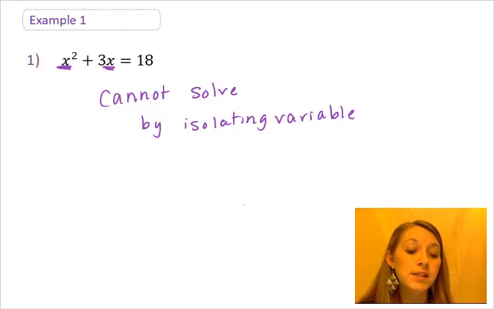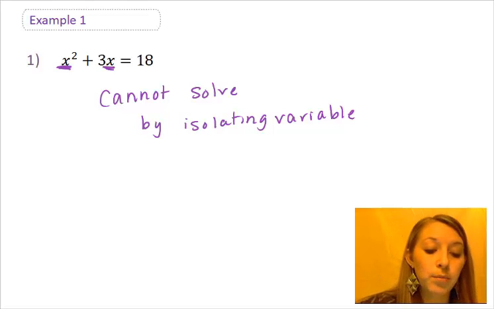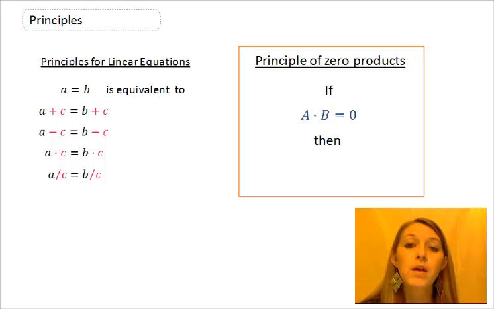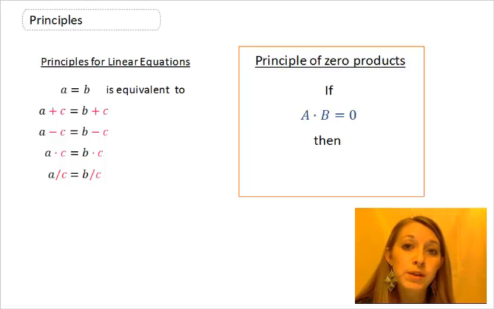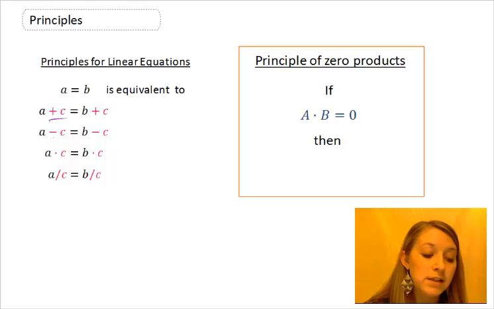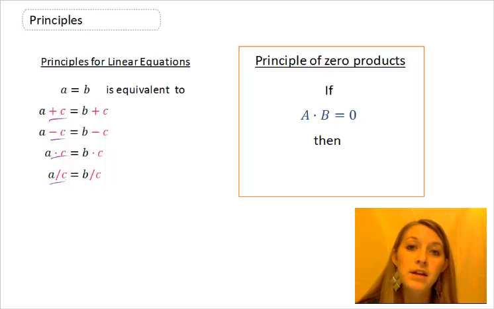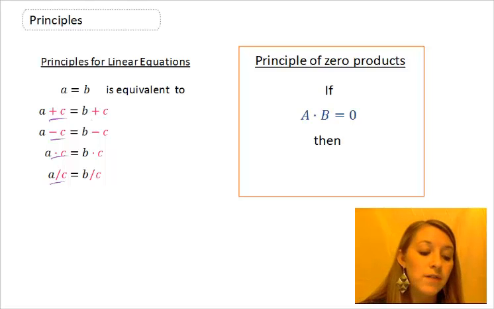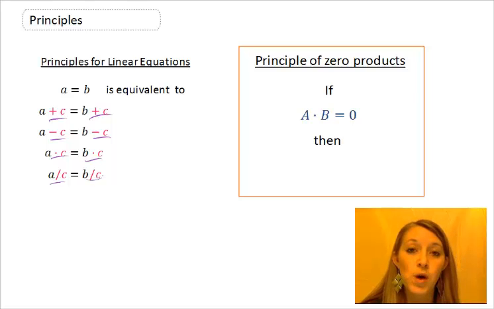Before we actually get to the steps, we need to learn one new principle. So let's review our linear principle that says if you do something to one side of the equation, it is okay as long as you do it to the other side of the equation. So you want to keep your equation balanced. So if you add, subtract, multiply, or divide something from one side, you have to do it to the other side as well. So that's how you rearrange things around the equal sign.